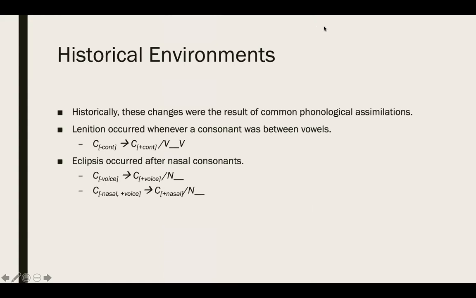Historically, these mutations were a result of phonological assimilations. Namely, lenition was applied to consonants when the stop consonant was in an intervocalic environment. That is, while in between the two continuant vowels, the stop consonant gained the continuancy feature and became a fricative. Eclipsis occurred after nasal consonants, namely N and M in Irish, since those are the only nasal phonemes. And the same changes applied as mentioned on the previous slides.